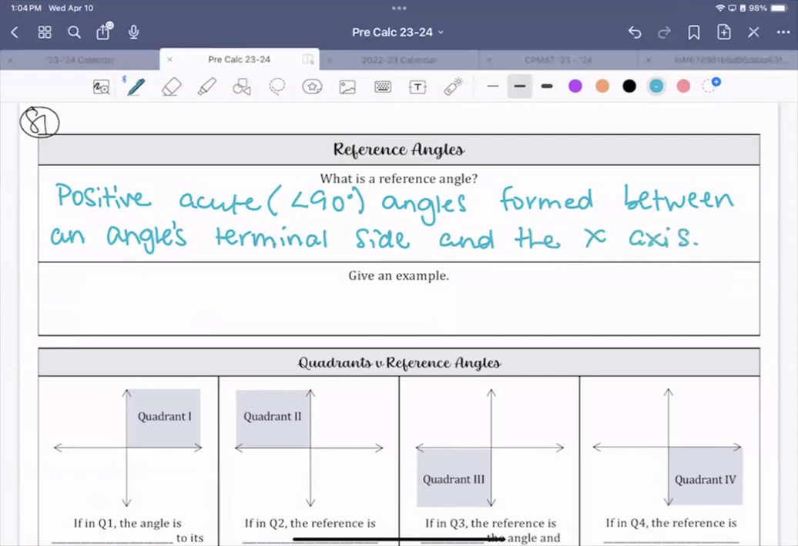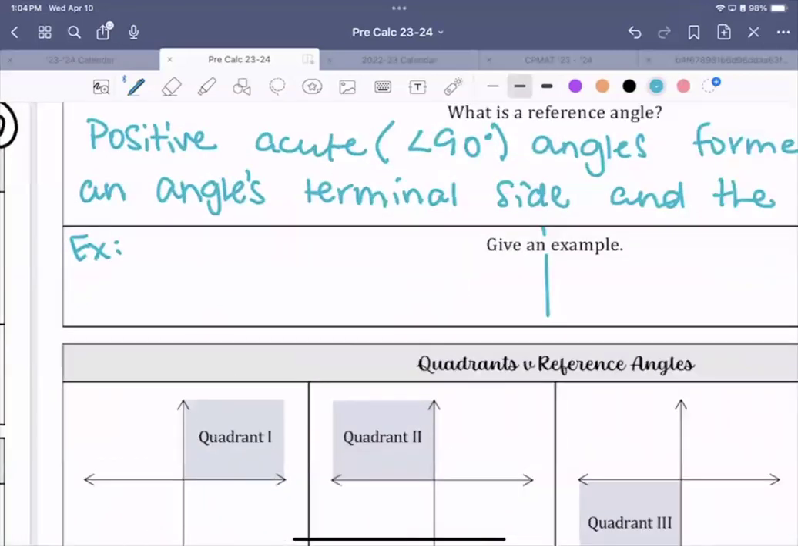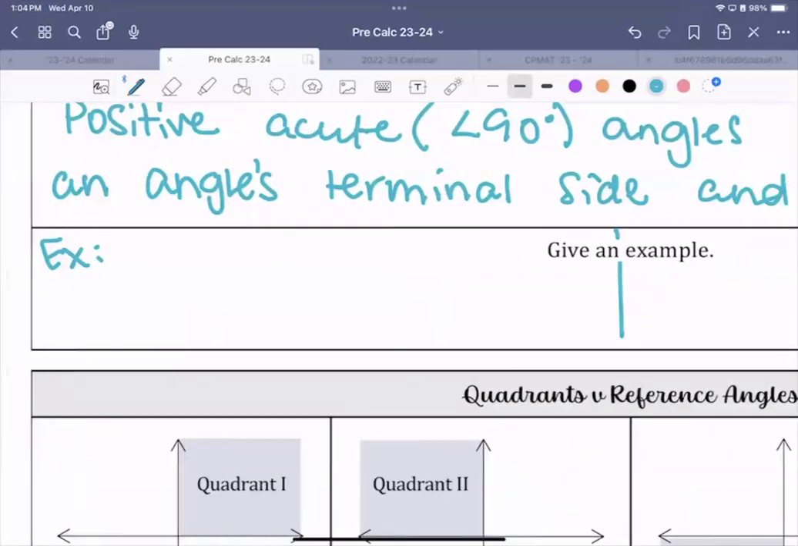Here it says, give an example. I'm going to do 2. So let's do one that's just going to be like a normal, actually, let's do a negative one. If we did like negative 250 degrees, so we'll draw our angle in standard position. Here is our vertex, our initial side. And if we're going in the negative direction, we're going down. And I'm going to go negative 250.